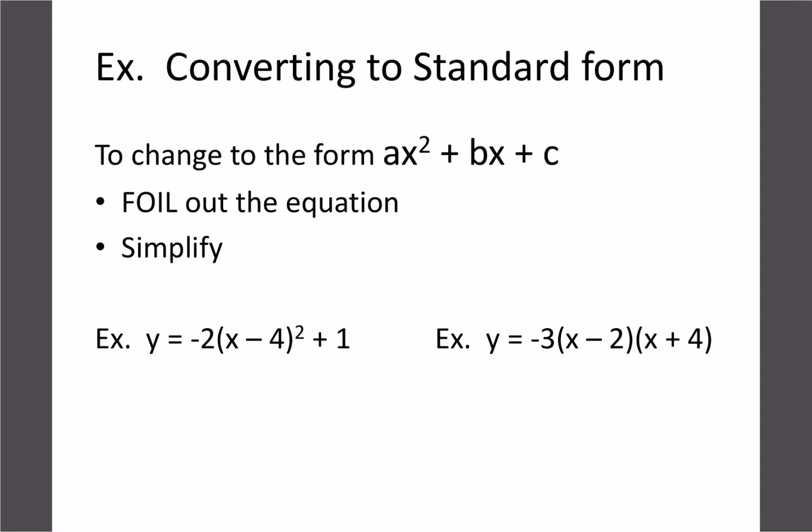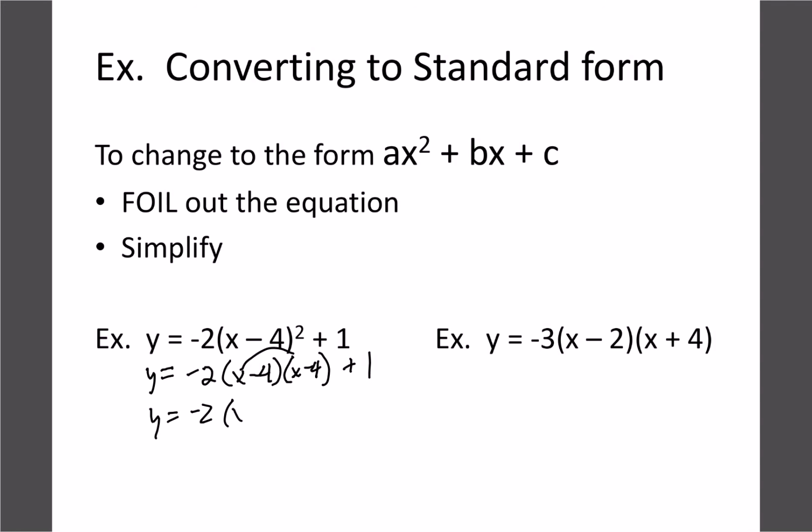Okay, our last topic we're going to look at today is how to convert to standard form. If you get an equation that's in vertex form, or in factored form, we want to be able to switch it to standard form. It's pretty simple. We just need to FOIL things out and simplify as much as we can. Remember, if it's in vertex form, when it's squared, that means we have x minus 4 times x minus 4. So what you want to do is FOIL that part out first.